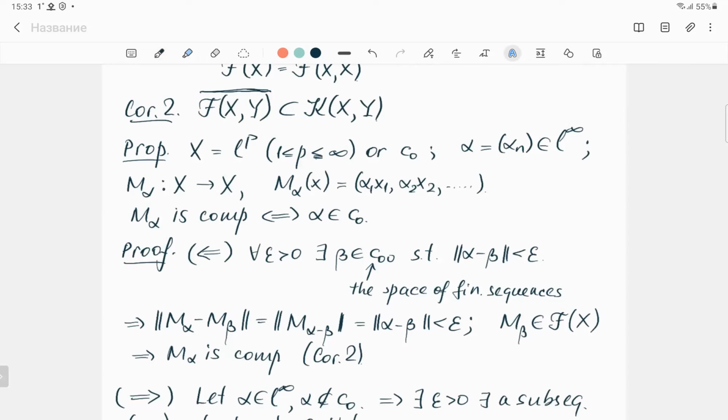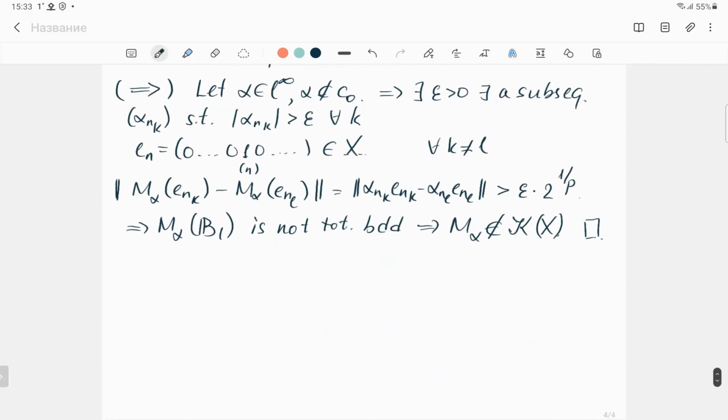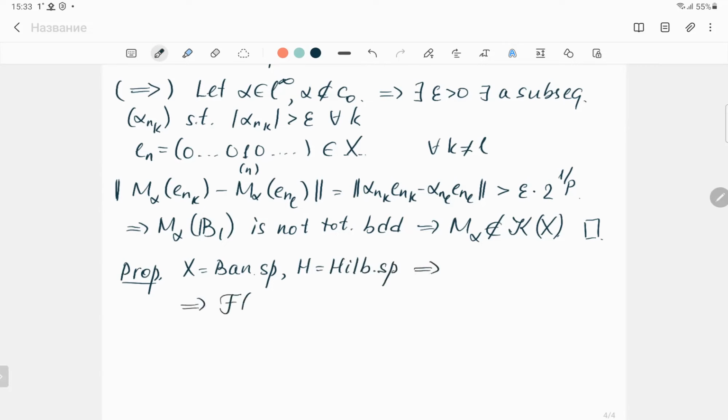In some cases, the inclusion of corollary 2 is actually an equality. For example, this is the case provided that Y is a Hilbert space. So we have the following result. Suppose that X is a Banach space and H is a Hilbert space. Then the following equality holds. That is, each compact operator from X to H can be approximated by finite rank operators.